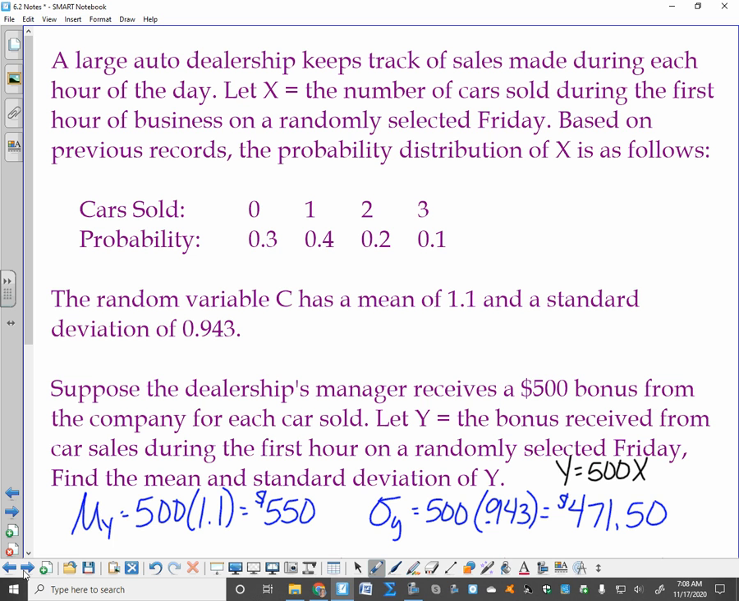Random variable X has a mean of 1.1, standard deviation of 0.943. Suppose the dealership's manager receives a $500 bonus from the company for each car sold. Let Y equal the bonus received. Find the mean and the standard deviation. Well, that's multiplication. So 500 times however many cars they sell. So that is going to affect the mean and the standard deviation.